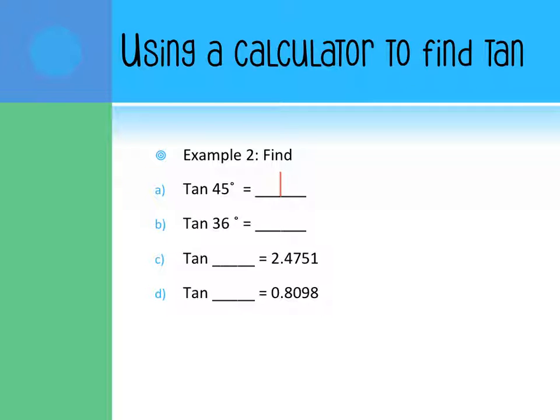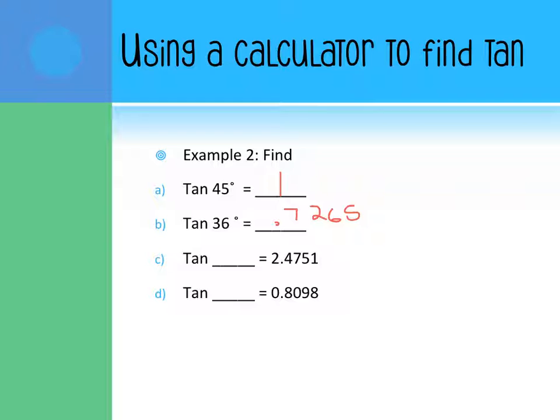Then for 36, you're either going to hit your tan button first, or you're going to hit the 36 and then tan. When you do that one, you should get 0.72654. We're going to round it to 4 decimal places. So I'm just going to erase the 4 because the 4 is going to make the 5 stay the same. So when you're doing the homework and the test and the quiz, whatever we're taking, read the instructions on what I want you to round it to.